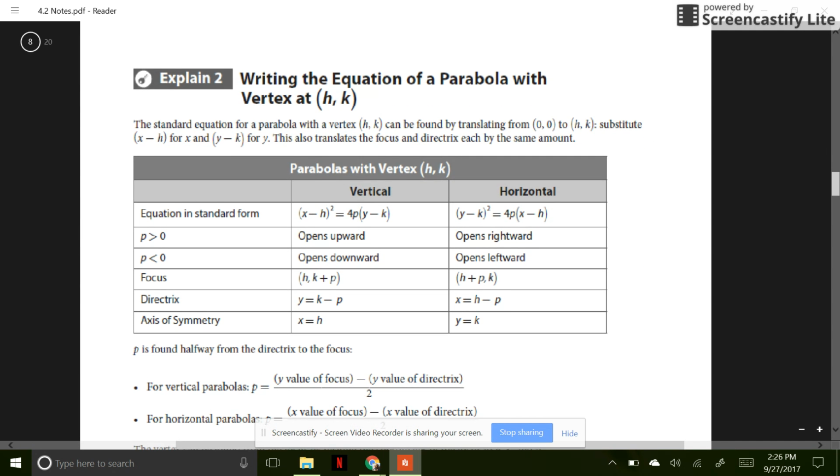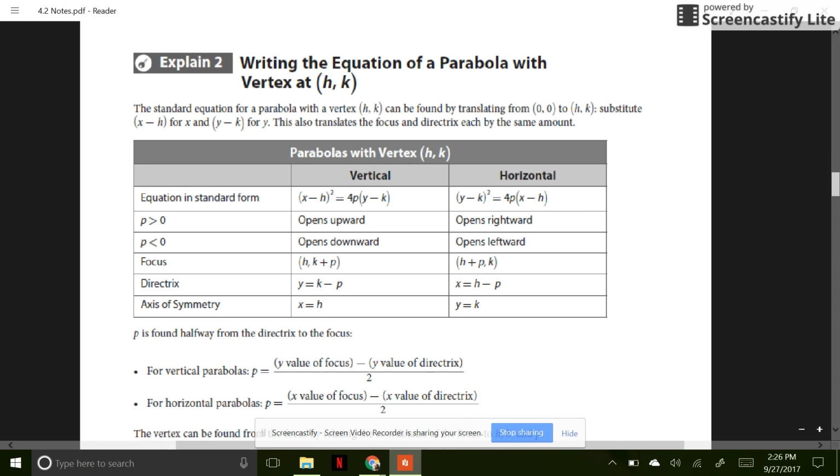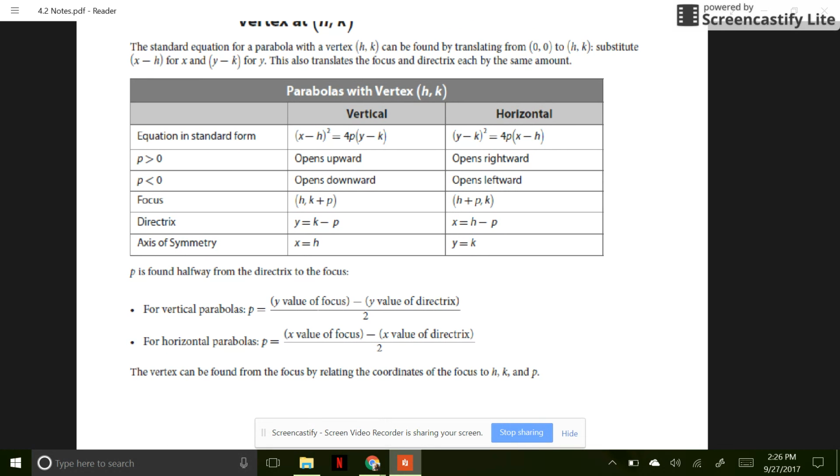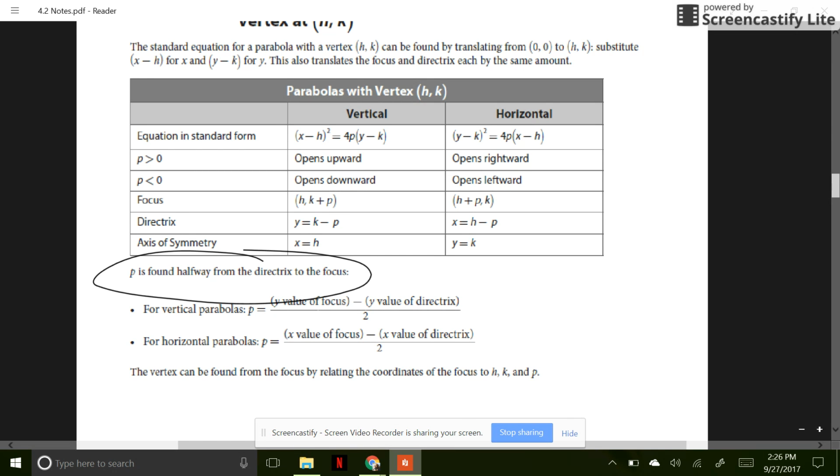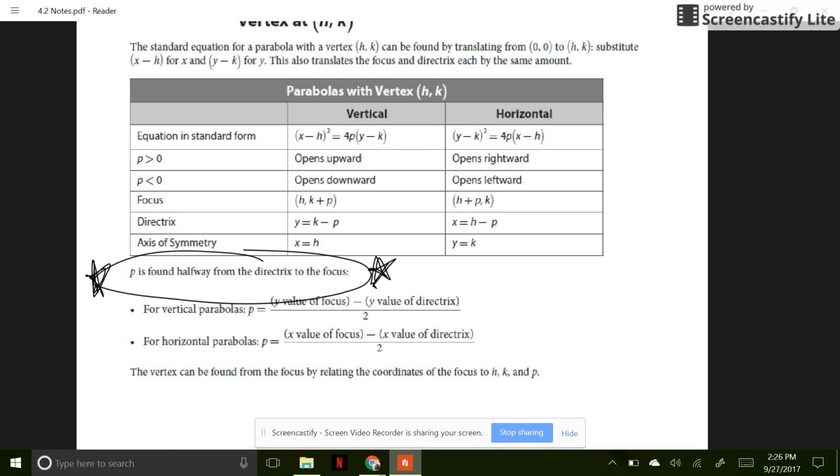So some similar things happen when our vertex is not at (0, 0). Some things are not changing. The p being positive or negative is staying the same. Opening up or to the right, positive p; opening down or to the left, negative p. This time you just have to pay attention to the fact that p is halfway from the focus to the directrix. Okay, this is the important thing. Once you find your focus and directrix, your p is halfway in between them, and that's where your vertex is.